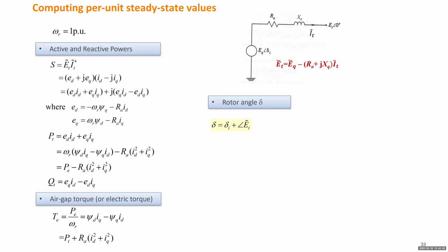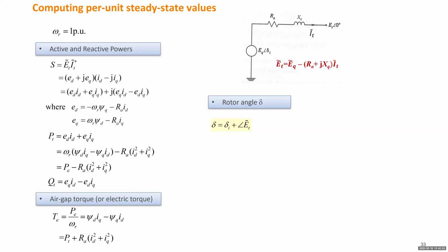So we can use this angle of the ET as a reference. Here we assume that to be 0, but if it's not 0, that angle will be a reference. So that angle plus the angle of delta I will be really the rotor angle. Okay, remember how we define the rotor angle.